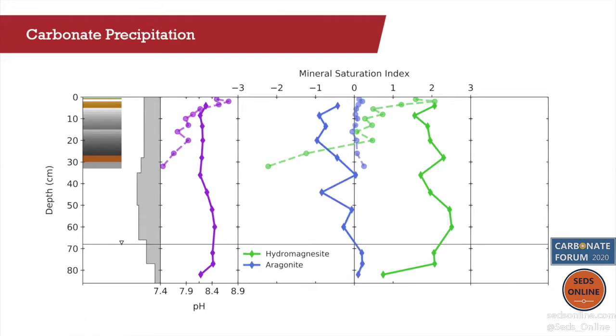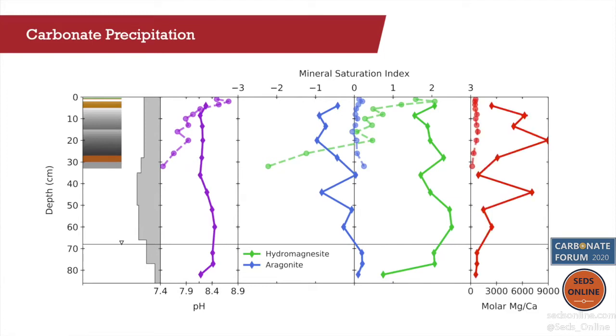We also have aragonite saturation indices, which throughout the wetland and beneath the water table in the mound are near equilibrium and slightly supersaturated, whereas above the water table in the mound, they become undersaturated. This time it anti-correlates with the Mg-Ca ratio that we mentioned earlier.